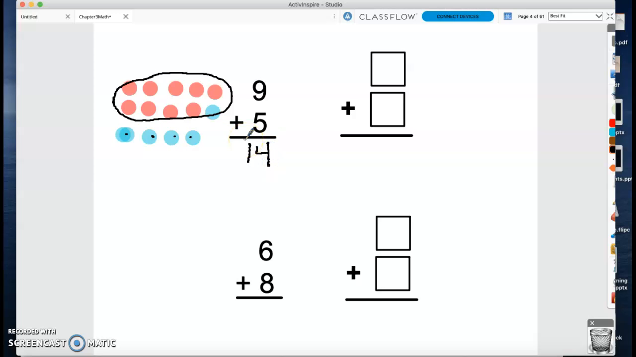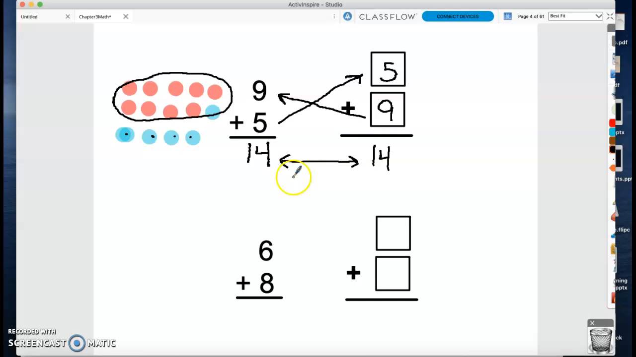So now I need a commutative property. I need to do a flip-flop act. So what number would come on the top? If you said 5 blue, awesome job. So what number would come next? 9, good job. So what is the sum or the answer of that? If you said 14, great job. Remember, we can change the order of our add-ins, but when we change the order of our add-ins, the sum stays the same.